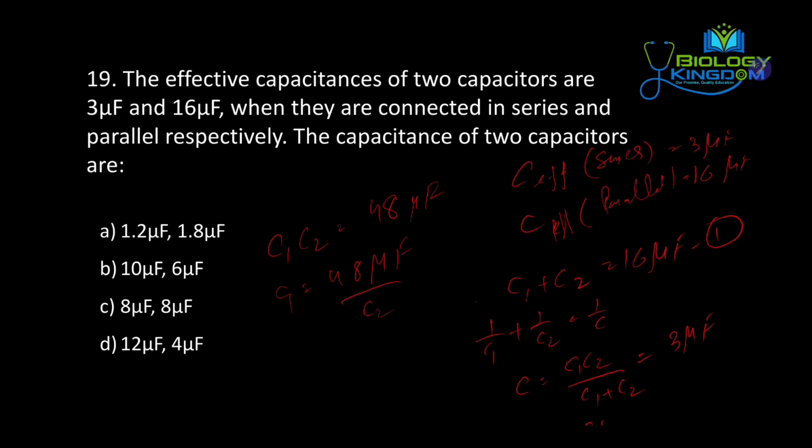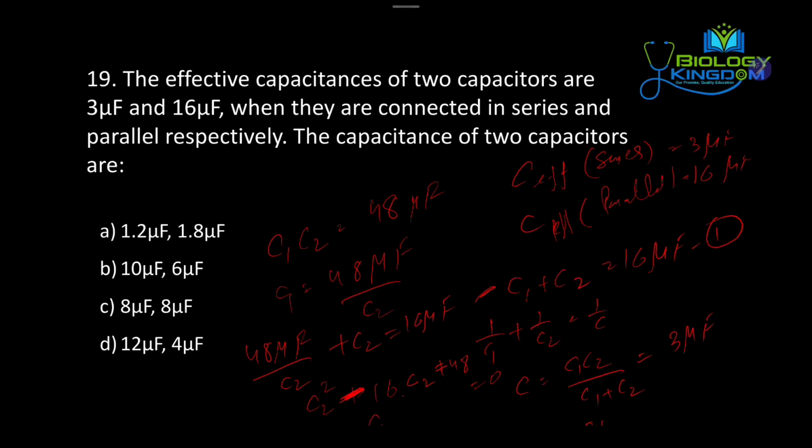So we'll put the value of C1 in this equation. What we will get is 48 microfarad upon C2 plus C2 is equal to 16 microfarad. So it will become C2 square minus 16 C2 plus 48 is equal to 0. So this is a quadratic equation.